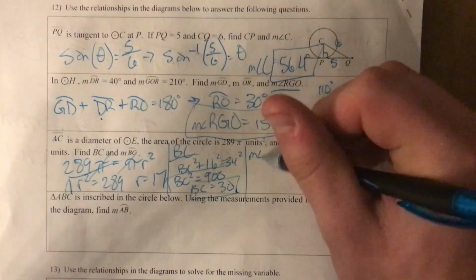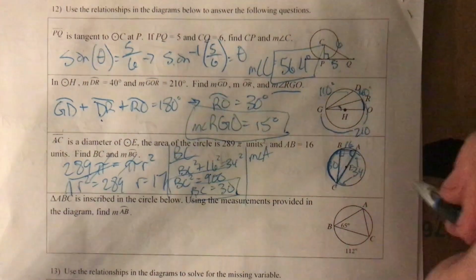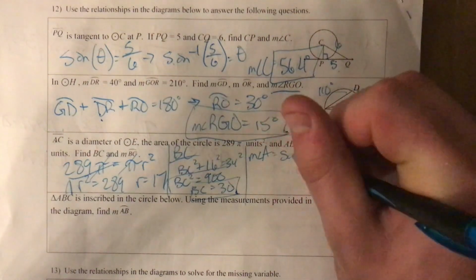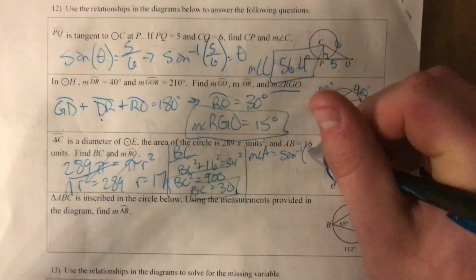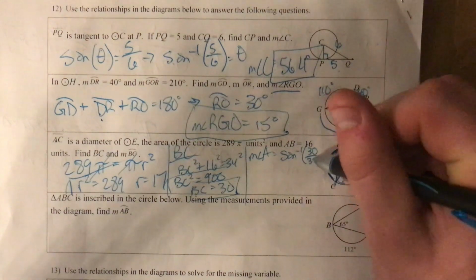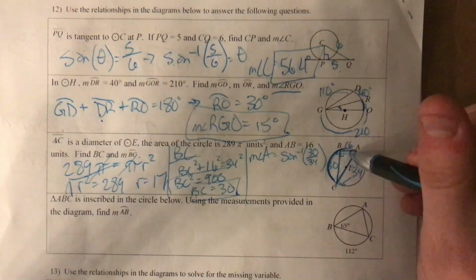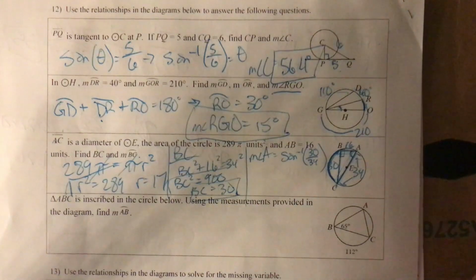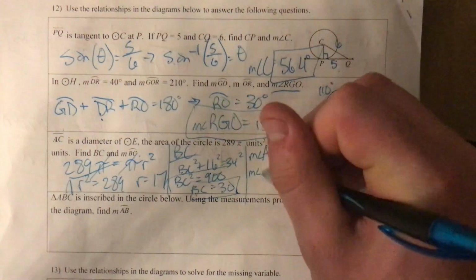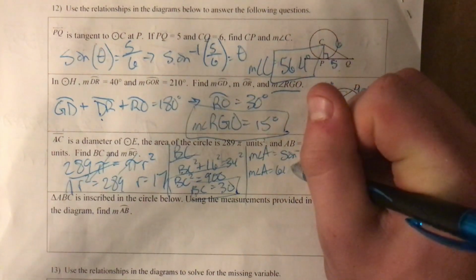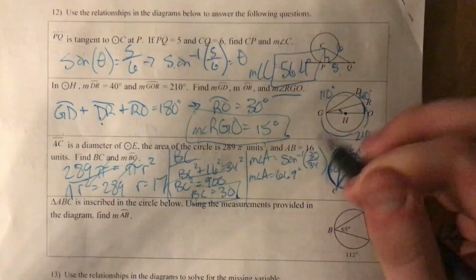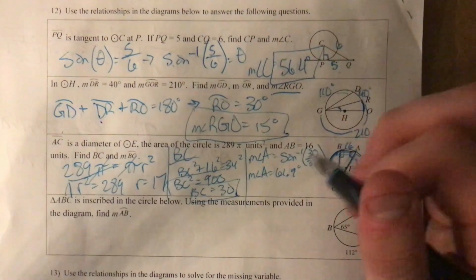If we double it, we'll get our arc measurement that we want. So this is equal to sine, another inverse sine problem. All right, sine of that would be 30 divided by 34, opposite over hypotenuse. Now the measure of angle A, you'll find that to be 61.9 degrees if you put that into your calculator.